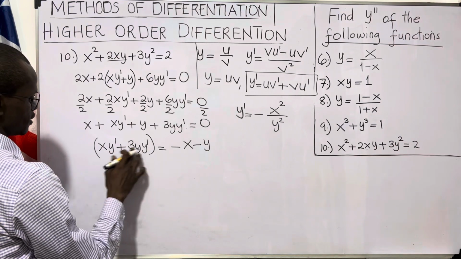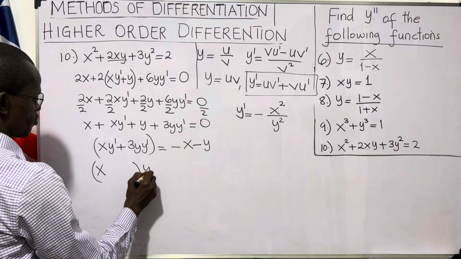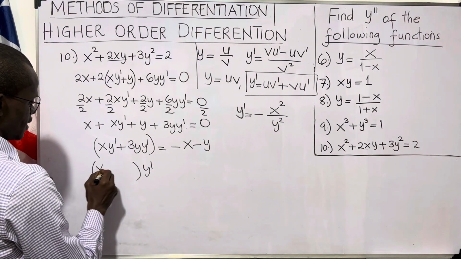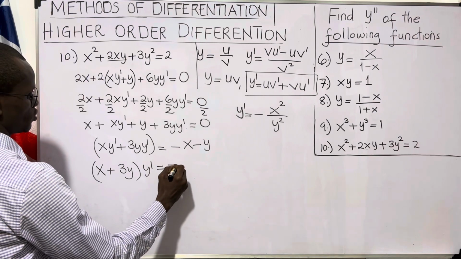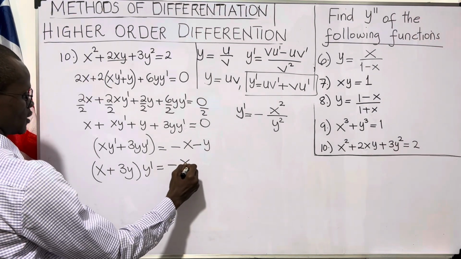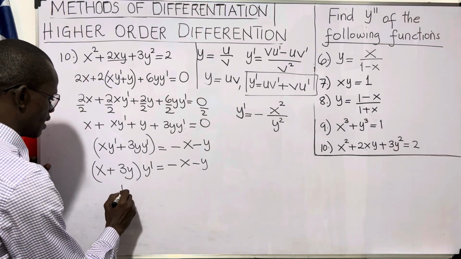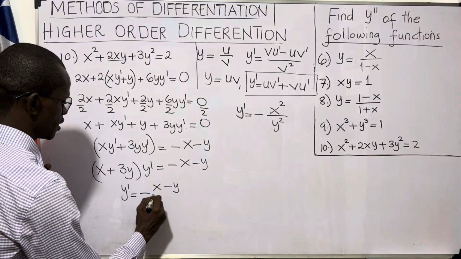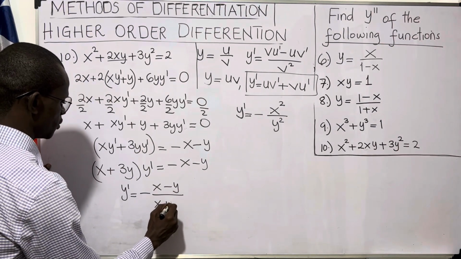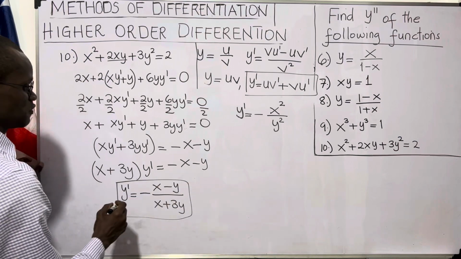So we can factor out this. If we factor out y prime, we'll be left with x plus 3y, all equals minus x minus y. So we divide both sides by this term, we have y prime to be minus x minus y all over x plus 3y. So this is the first derivative.